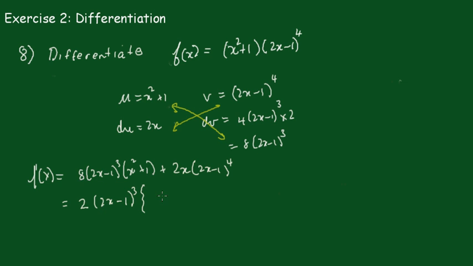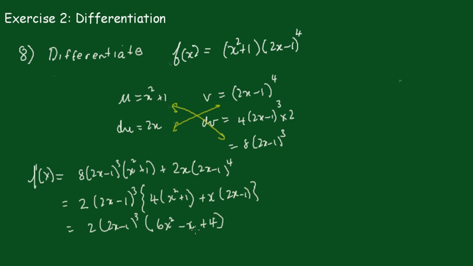Okay, so we've got a 4 in here, and then we've got the x squared plus 1, and we've taken out, and we've got x here, and a 2x minus 1. Alright, so it's 2 outside of 2x minus 1 all cubed, and here we'll have a 4x squared and a 2x squared, which gives me a 6x squared, and I'll have a minus x, and I'll have a plus 4. That's my final result.